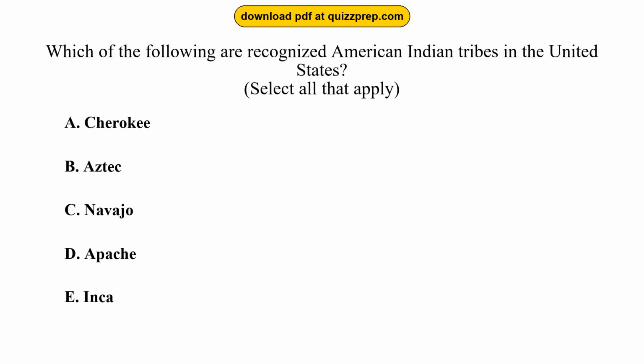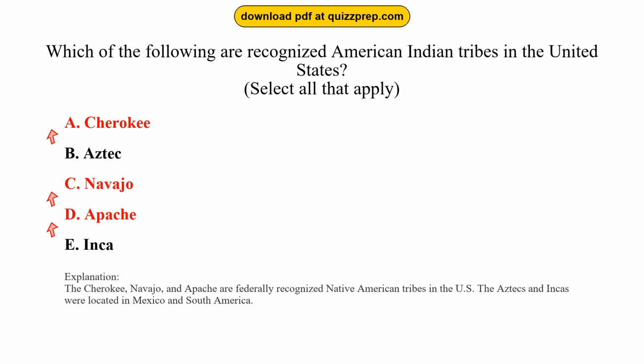Question 72. Which of the following are recognized American Indian tribes in the United States? Option A Cherokee. Option B Aztec. Option C Navajo. Option D Apache. Option E Inca. The correct answers are options A and C and D. Cherokee, Navajo, Apache. The Cherokee, Navajo, and Apache are federally recognized Native American tribes in the U.S. The Aztecs and Incas were located in Mexico and South America.